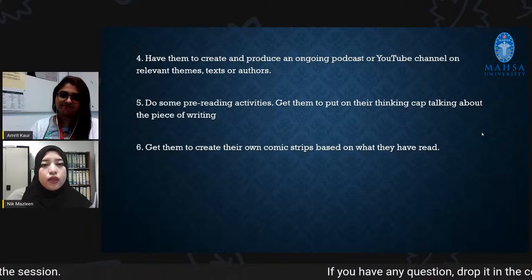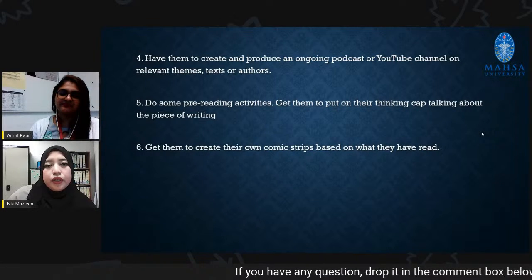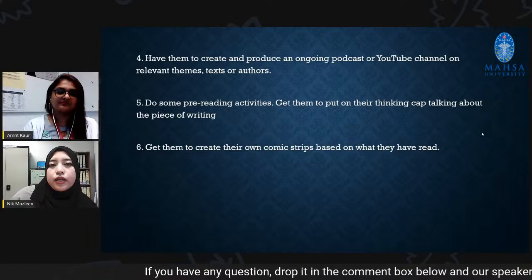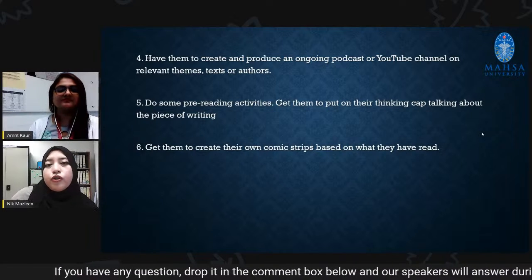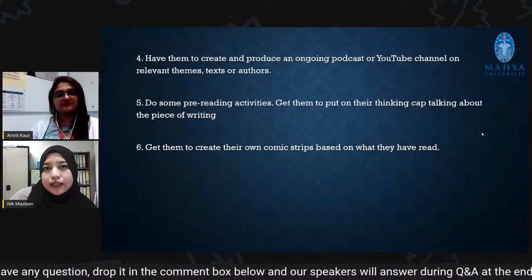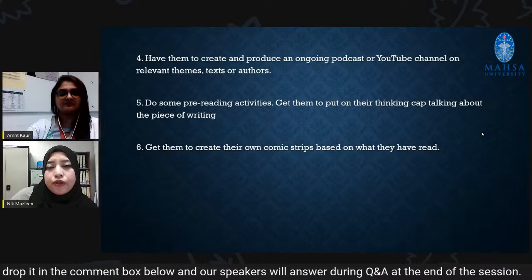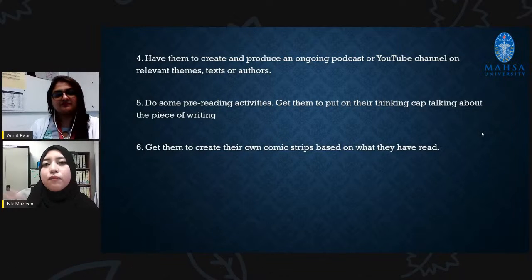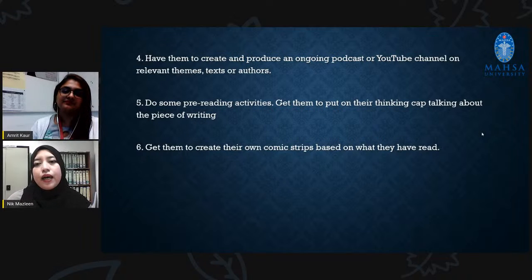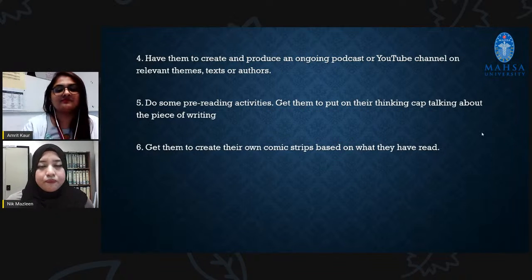If you move on to the next point, do some pre-reading activities. Perhaps before you even start your literature lesson, you can have a lot of pre-reading activities before you jump onto the novel or the poem. You can simply ask them what they think when they first read the title of the poem. Amrit, could you please show us the poem?